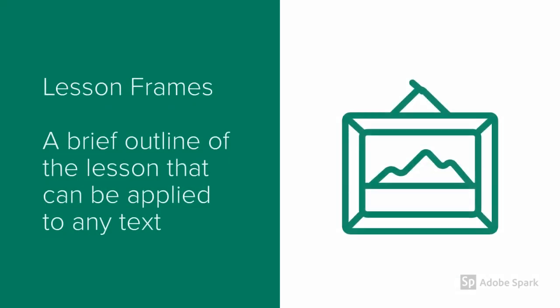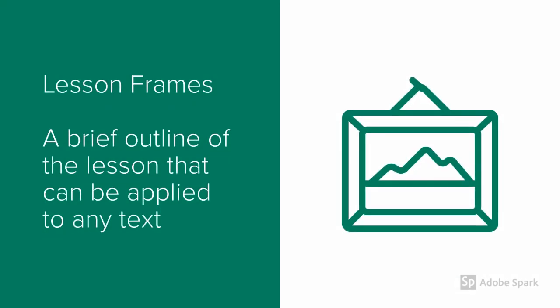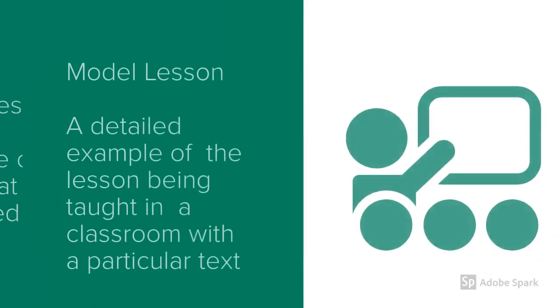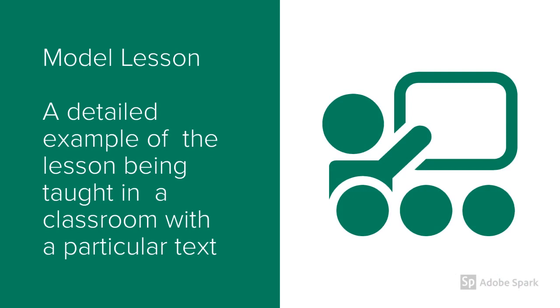In this section, you will find an explanation of what the strategy is being taught and why it matters to students. Each lesson comes with a lesson frame, and this is a brief outline of a lesson that can be applied to any text. It notices what the teacher moves are and what the teacher language is. The model lesson is a detailed example of the lesson being taught in a classroom with a particular text.